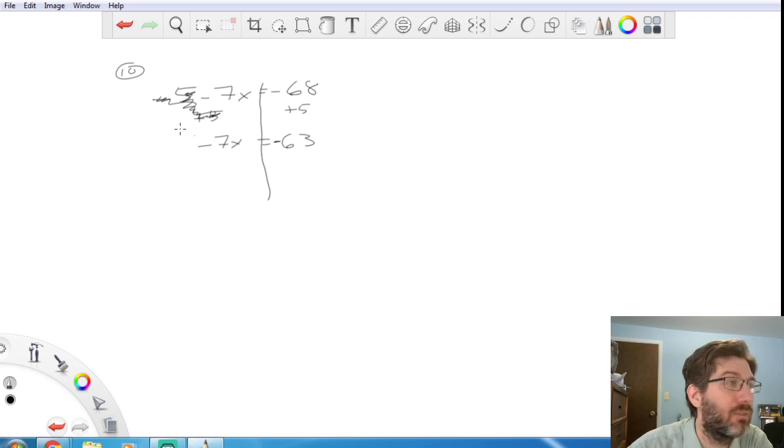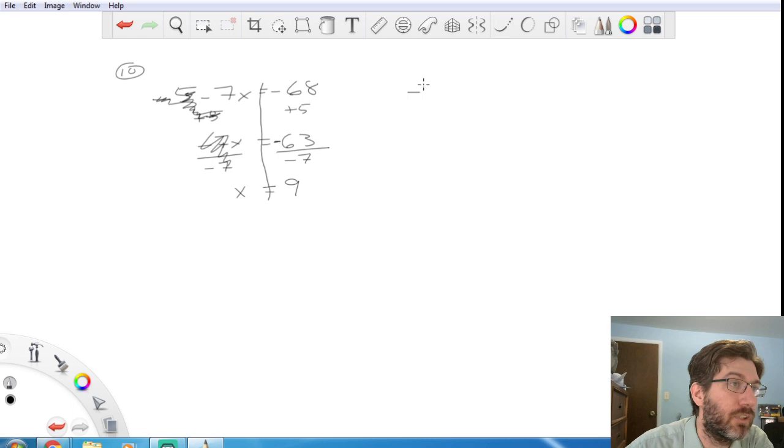In that case, that is probably where you made your mistake, but here we have a negative 7x, so we're going to divide by negative 7. Those will cancel, make a 1, leave you with x. Over here you have to divide by negative 7. Be careful, these are both negative, so your answer will be positive, and 63 divided by 7 gives you 9.